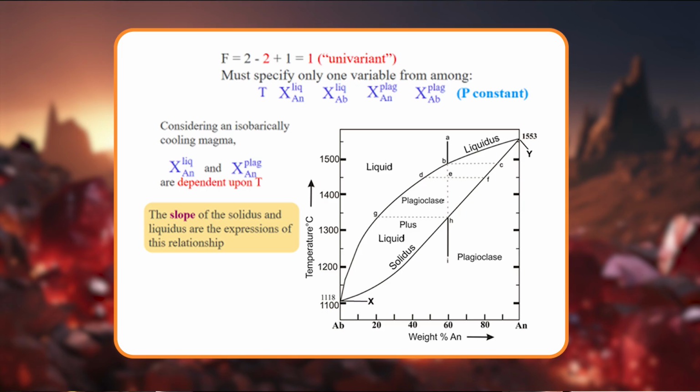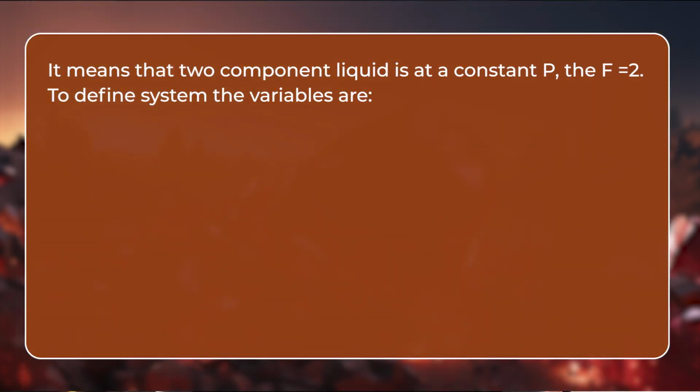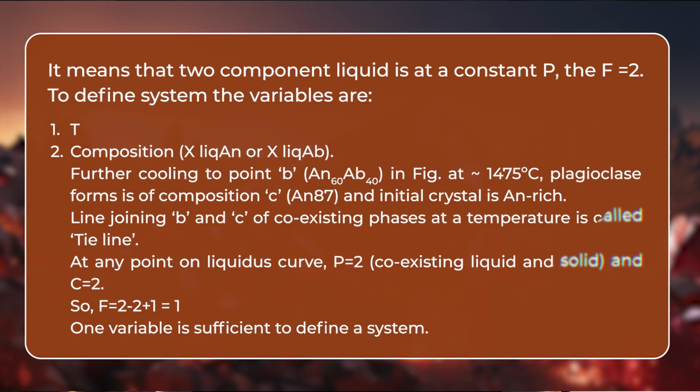The slopes of the solidus and liquidus are expressions of this relationship. It means that for a two-component liquid at constant pressure, F equals 2. To define the system, the variables are T and composition, that is X liquid anorthite plus X liquid albite.